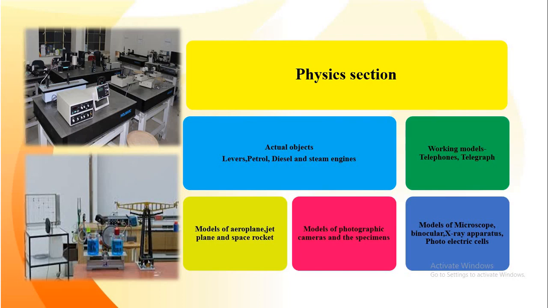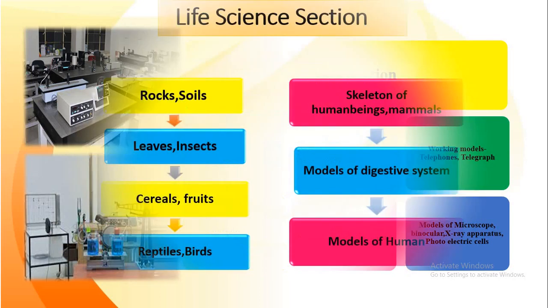In the physics section, we can have actual objects, that is levers, petrol, diesel and steam engine models, and working models such as telephone, telegraphs and the old materials, models of microscope, binocular, X-ray apparatus, photoelectric cells and models of photographic cameras, and the specimens also can be kept. To increase interest in the physics area, the models of aeroplane, jet planes and the space rocket can be placed in the physics area.